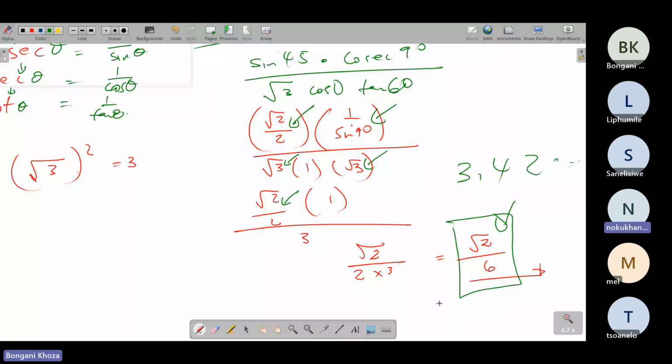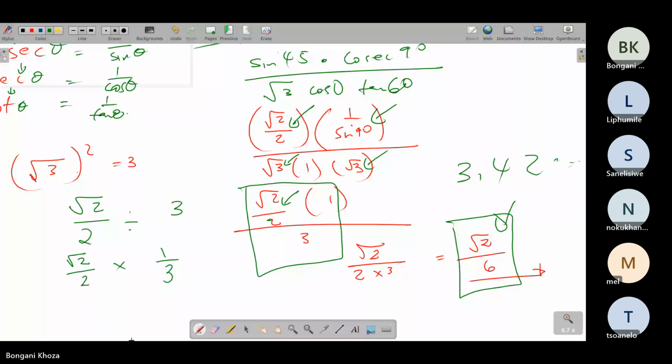Everything okay? Sam, how did you find the square root of 2 over 2 times 3? Do you understand how we got here? Yes, sir. Here we have square root 2 over 2 divided by 3, and then it's square root 2 over 2 times 1 over 3. Can you see it now? Yes, sir, thank you. That is the same thing as this, which leads to that.